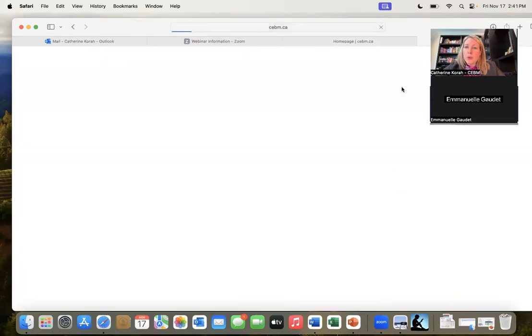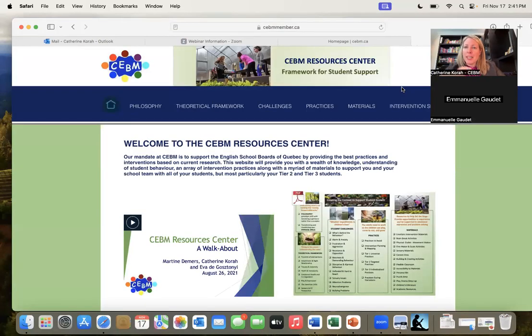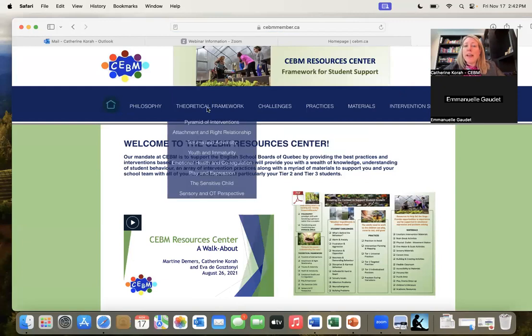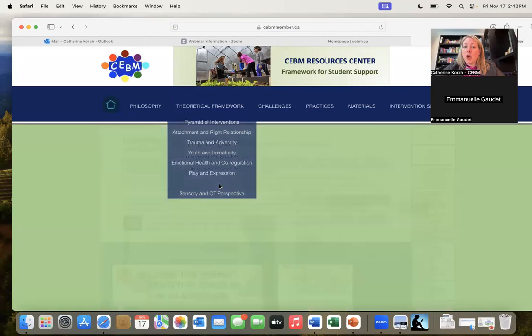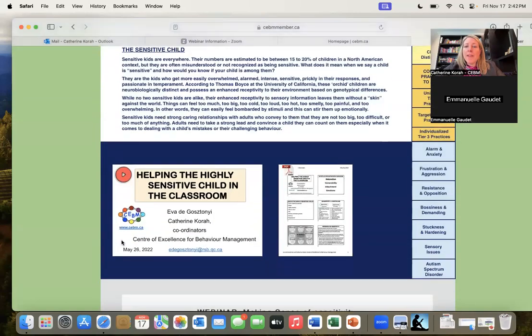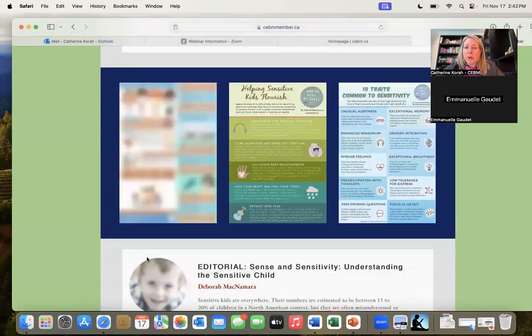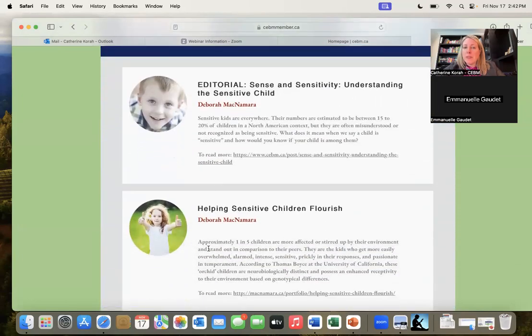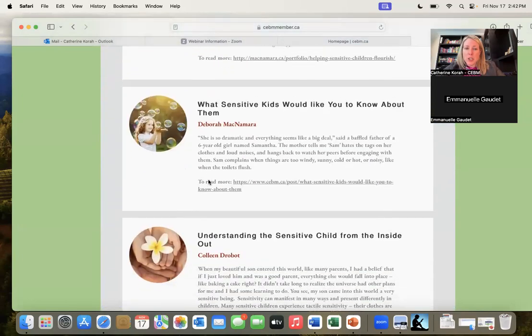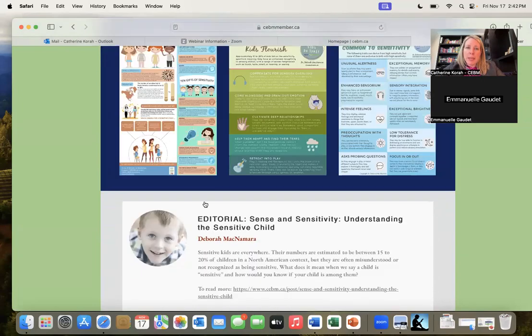When you click onto the Resource Center, it will open up a whole second website. And underneath the second website, you will find under Theoretical Framework, a page called The Sensitive Child. And so here I've got different resources that are available, and here are the articles from Deborah that I talked about at the beginning of the presentation. So I invite you to go and take a look at this page.